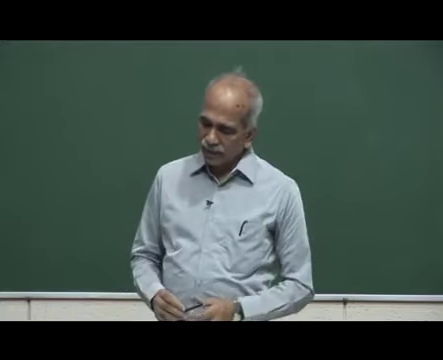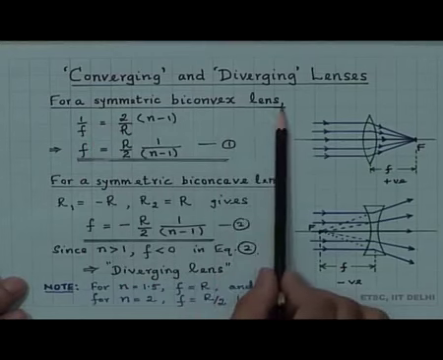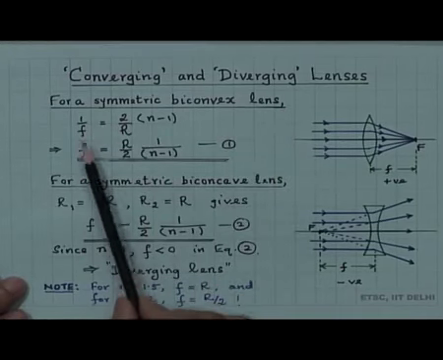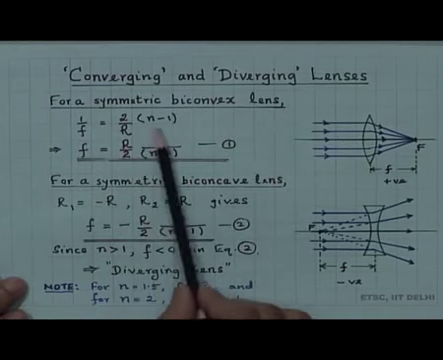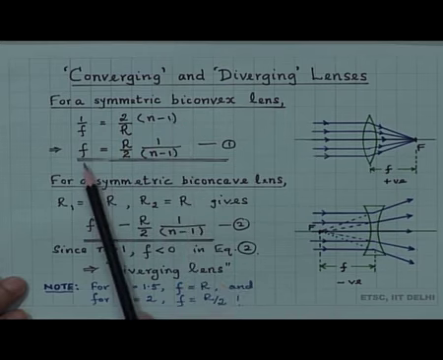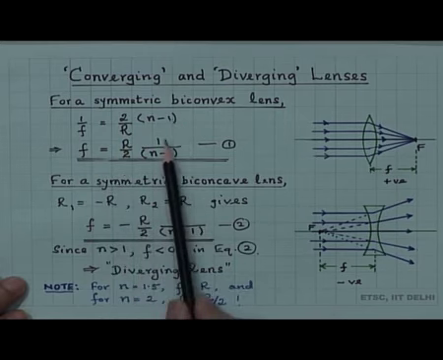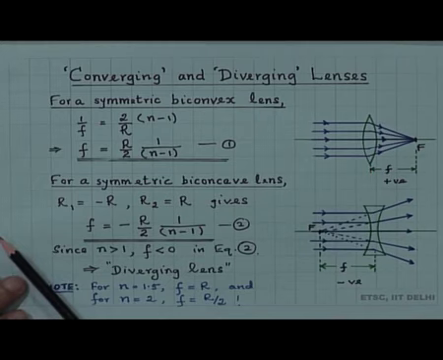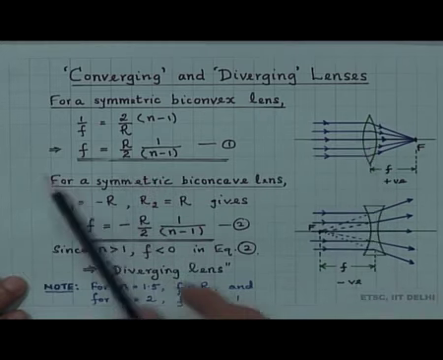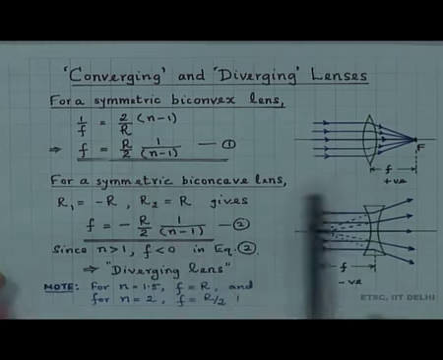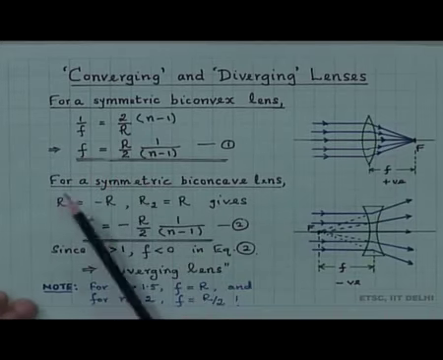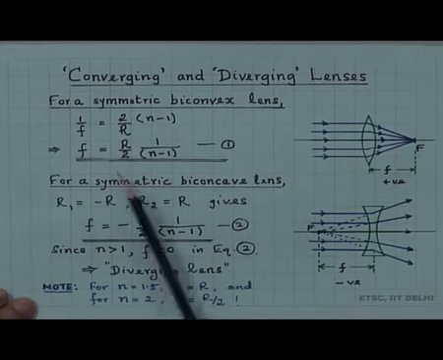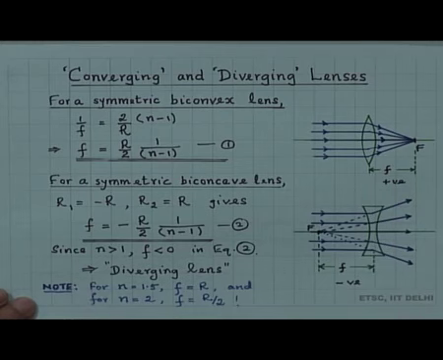For a symmetric biconvex lens, just now we showed that 1 by f is equal to 2 by R into (n minus 1), or f is equal to R by 2 into 1 by (n minus 1). So here is the converging lens, that is a symmetric biconvex lens. It need not be symmetric, but the formula I have is for a symmetric lens as a special case, when R1 is equal to R2. So we have f positive.